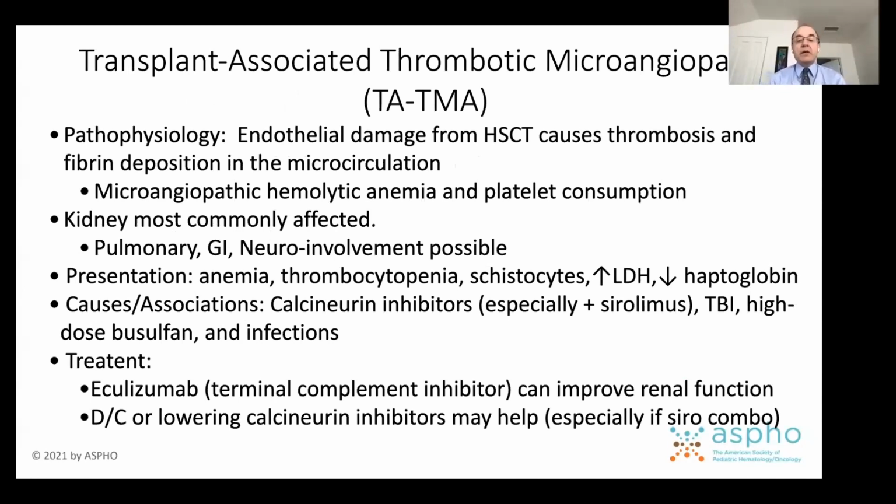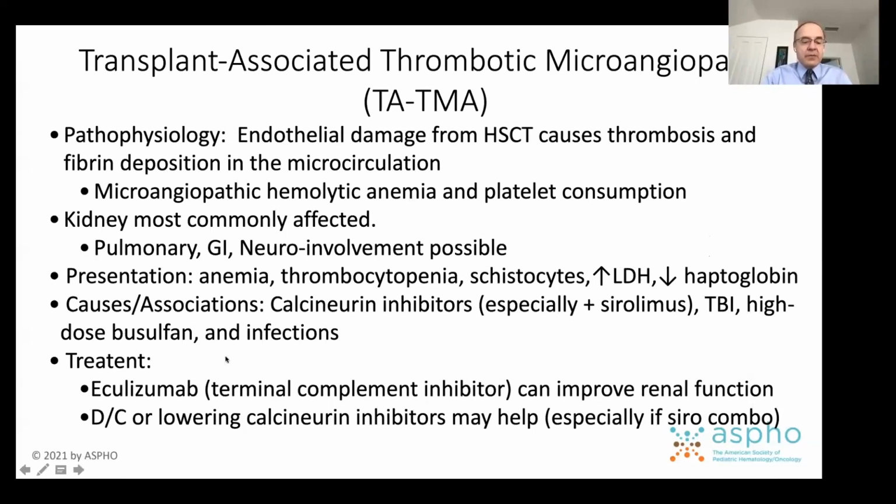It can also be in other areas. It's been shown to occur in the gut and lungs. This leads to a microangiopathic hemolytic anemia and marked platelet consumption. As mentioned, the kidney is most commonly affected. These are the presenting characteristics: anemia, thrombocytopenia, schistocytes, increased LDH, and decreased haptoglobin. What are associations? Calcineurin inhibitor, especially sirolimus associated with TAC, TBI, high-dose busulfan, and infections.